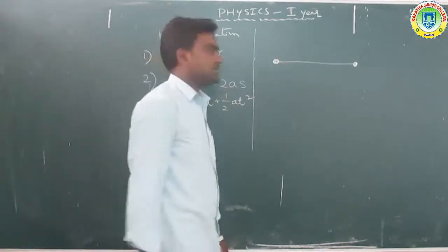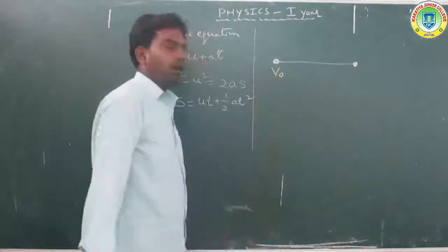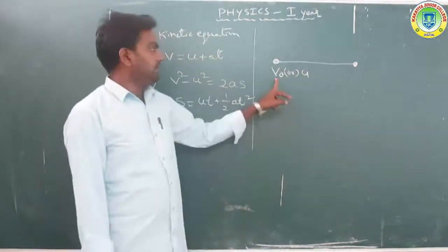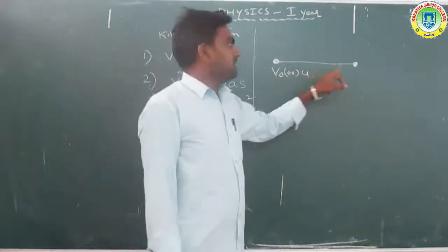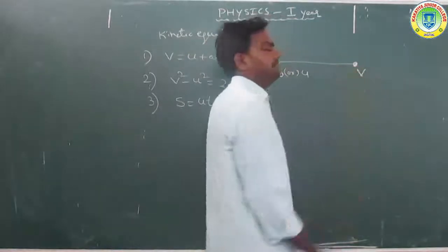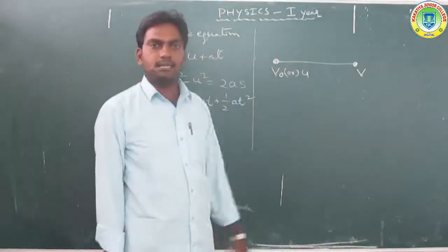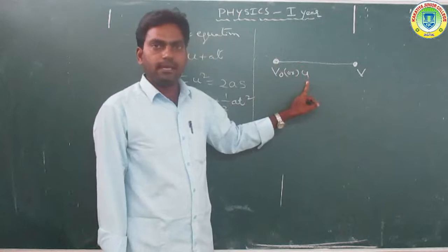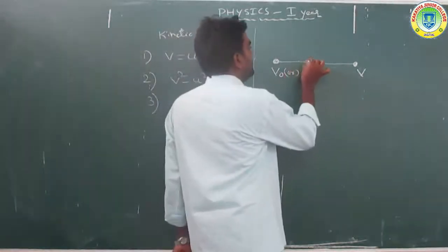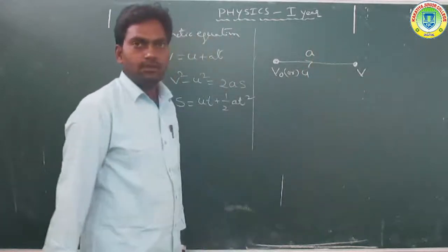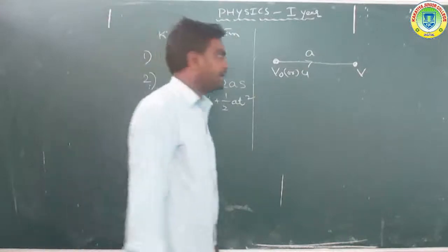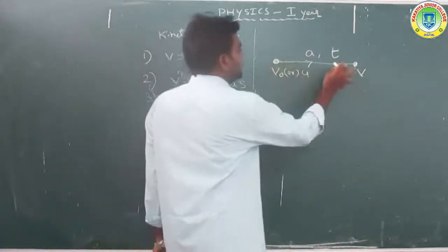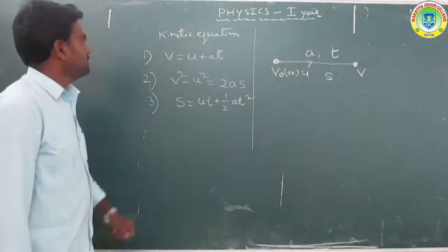The initial velocity of the body is taken as v naught or u. The final velocity of the body is denoted by v. The uniform acceleration of the body is taken as small a, in time t, and the displacement is taken as s.